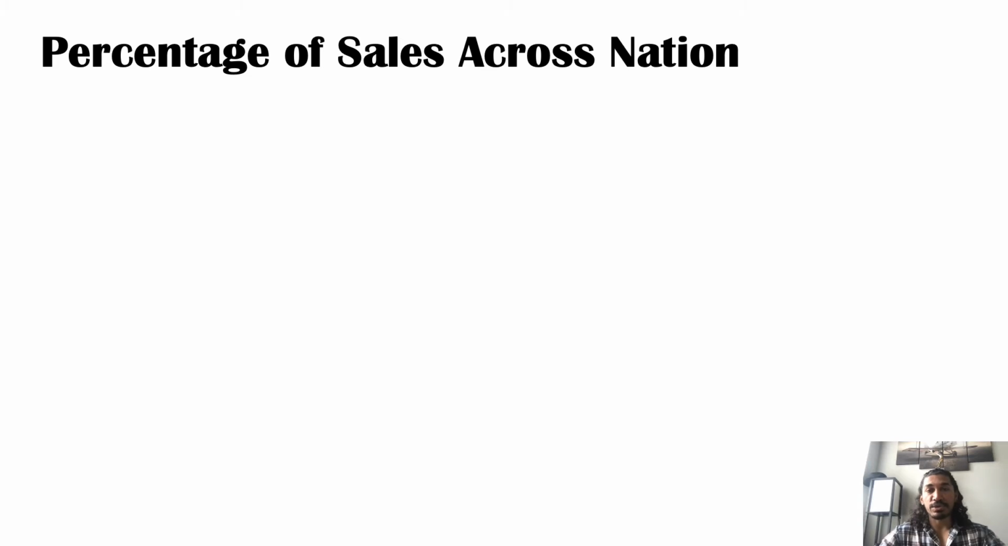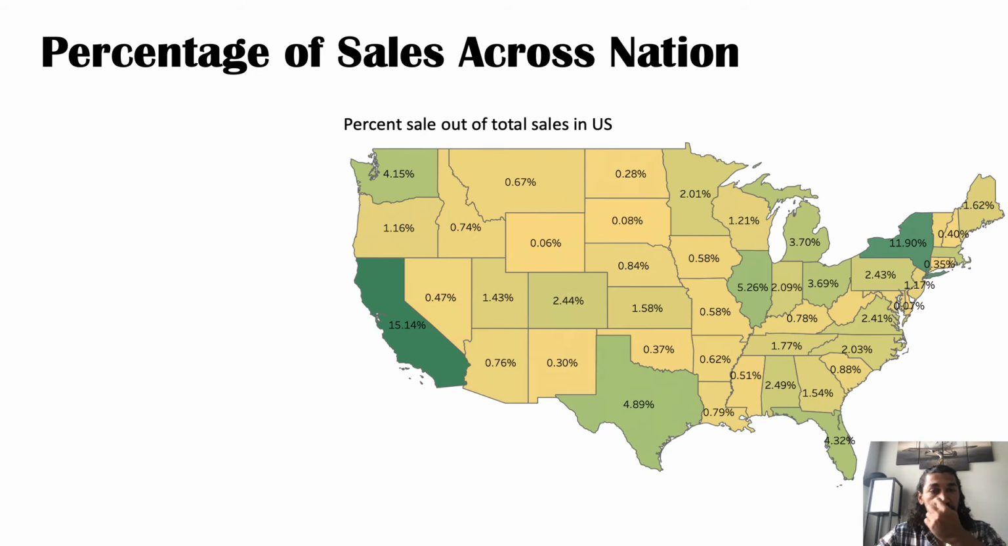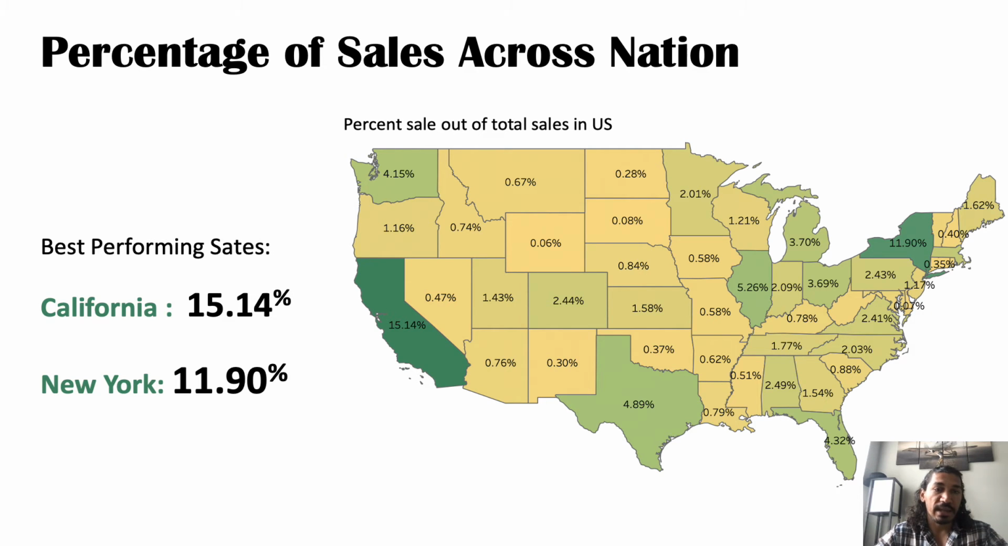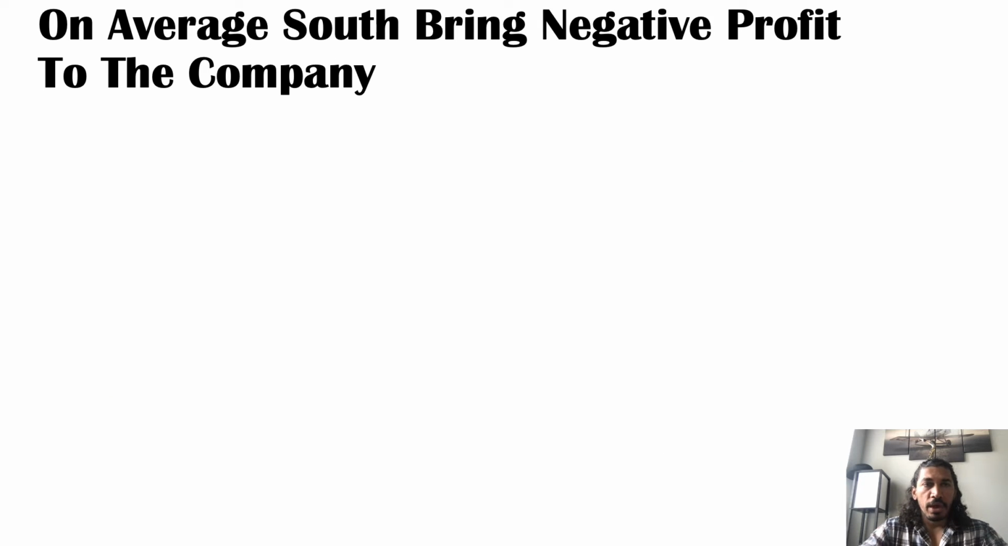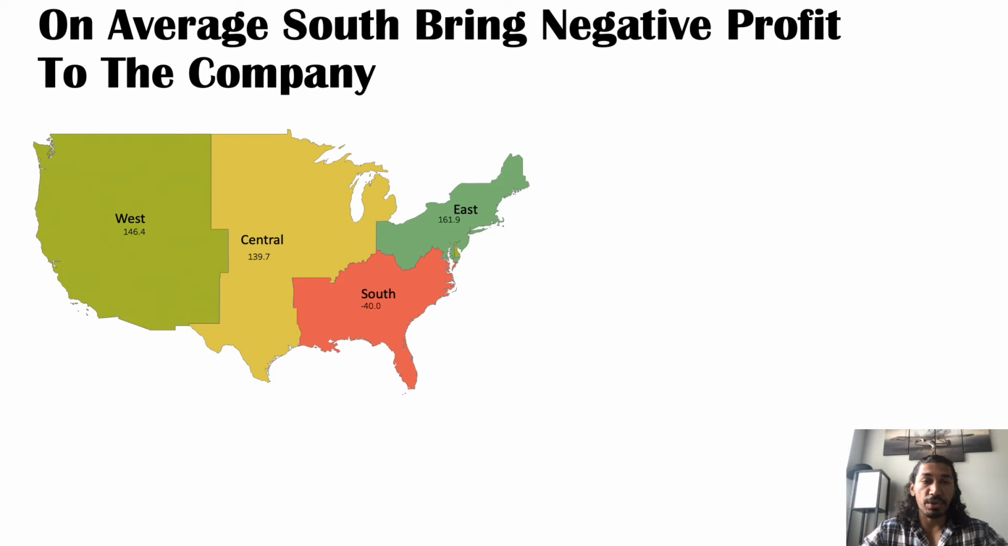Okay, let's look at how our sales are doing across the nation. This chart shows that California and New York are our top performing states. California brings 14.1% of the total profit, and New York brings the second highest, 11.90%. Now looking at the different regions, let's see which region needs more attention. What we see here is that the South brings a really bad, negative profit compared to all four regions. It's actually about negative 40% profit.